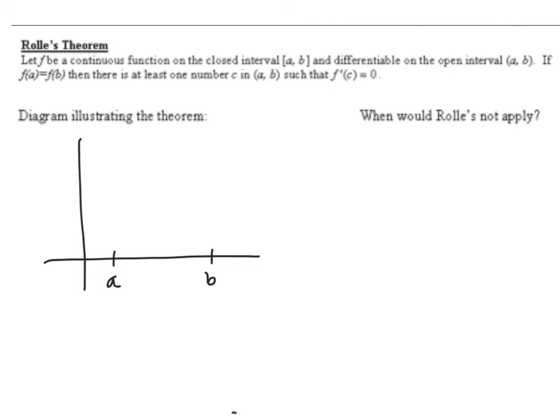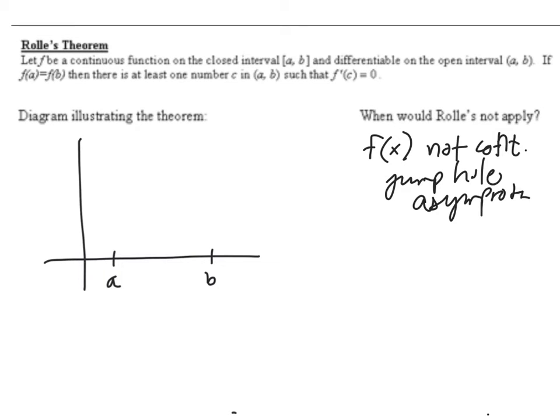So when would Rolle's not apply? Well, it would not apply when the function is not continuous, and that would be where there is a jump, a hole, or an asymptote. Or it would not be differentiable when there is a hole, when it's not continuous, so obviously you want to check for continuity first, or when it has a sharp corner or a cusp. All right, so that's when Rolle's would not apply.